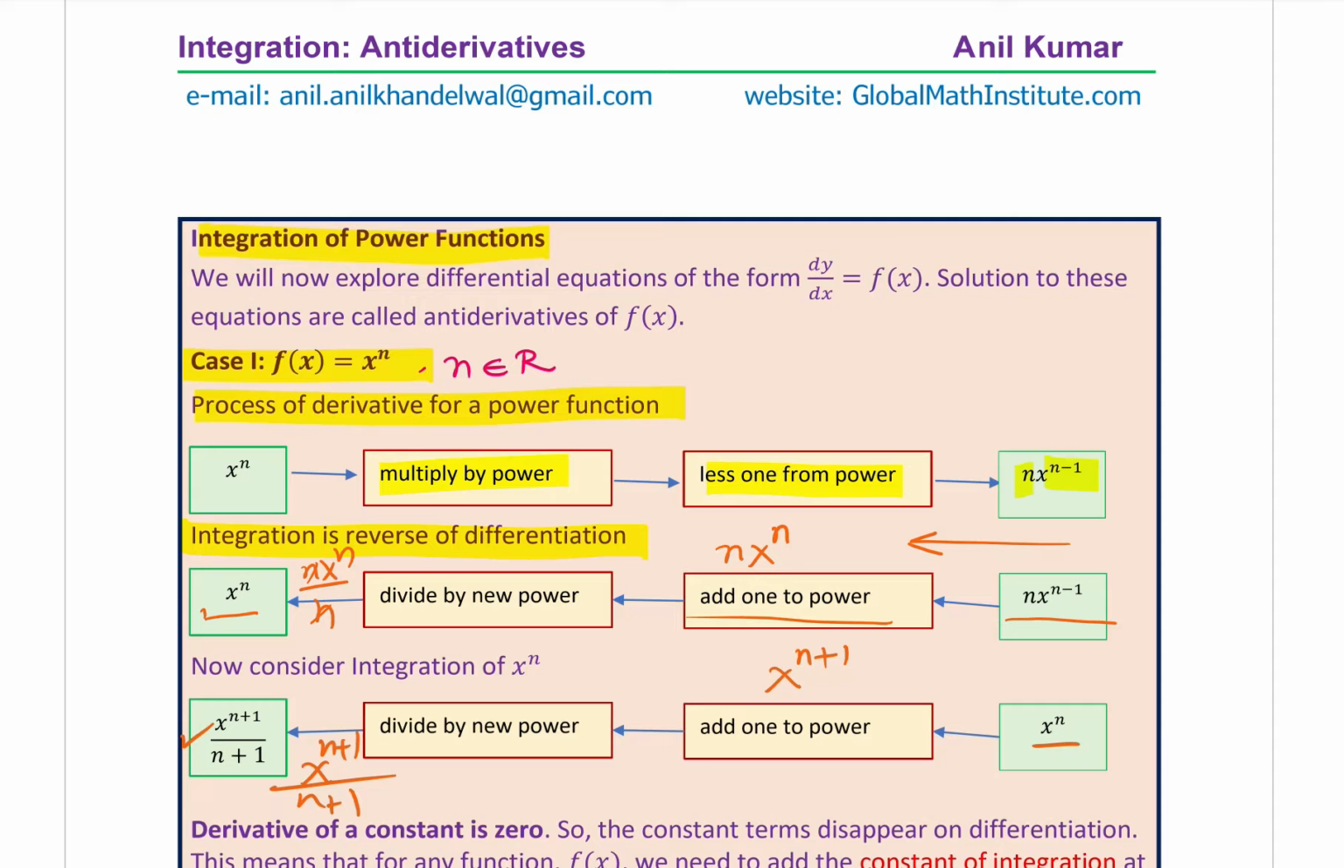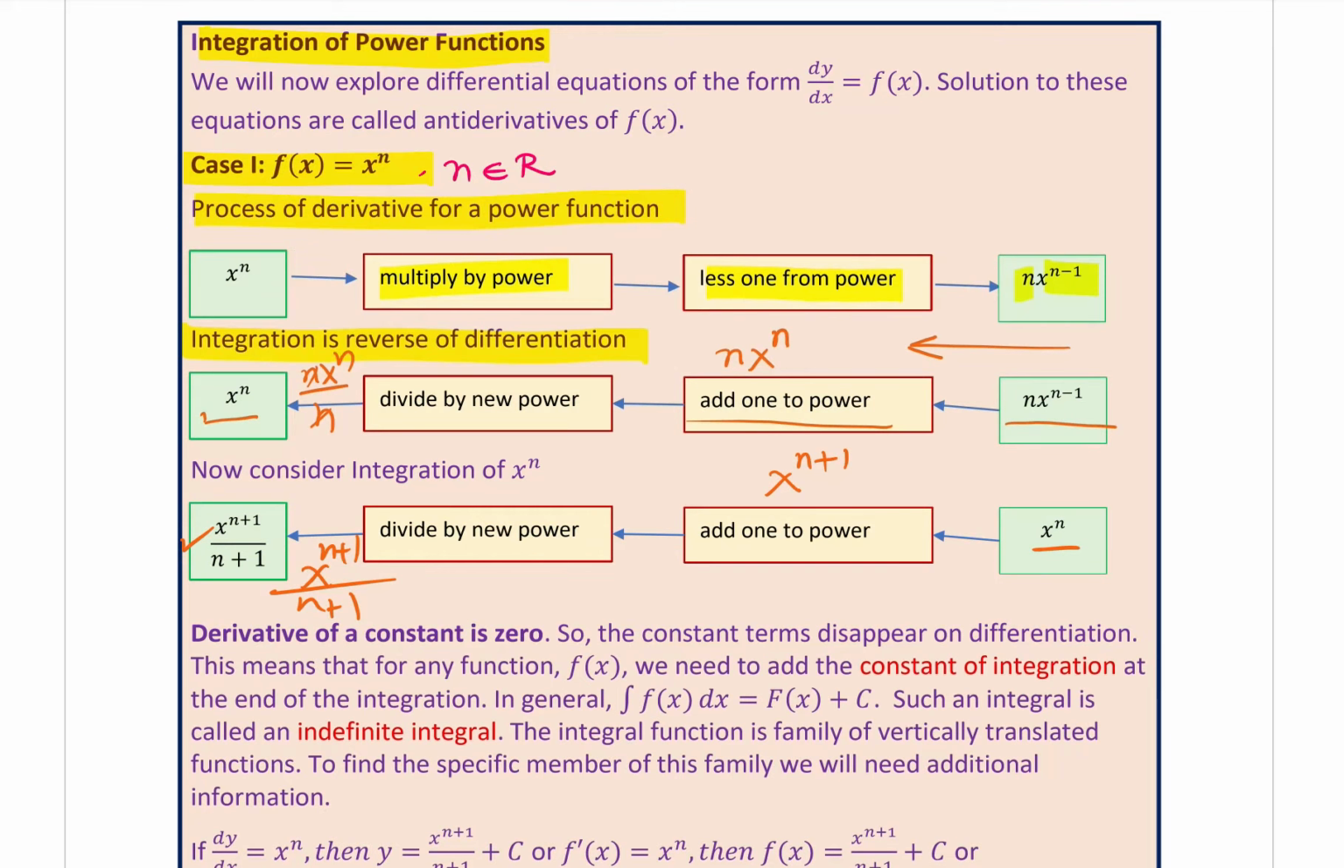Is that clear to you? So that is how we actually derive our rule. Now here we have to make one adjustment, and that is because the derivative of a constant is also 0, right? So since we know that the derivative of a constant is 0, the constant term disappears on differentiation.